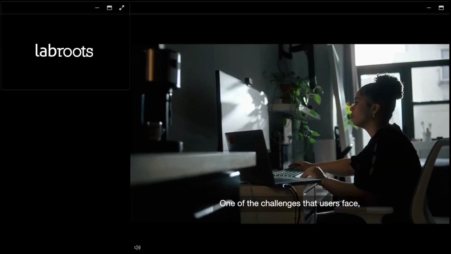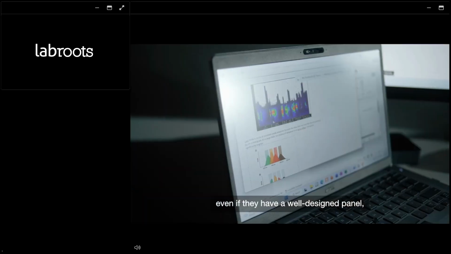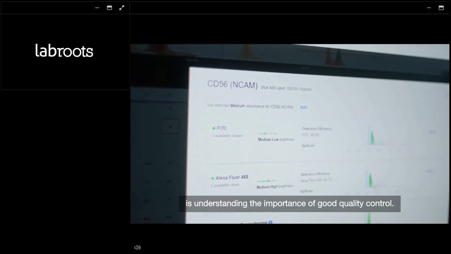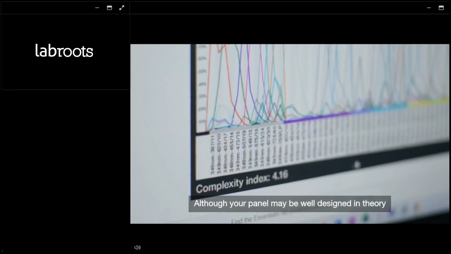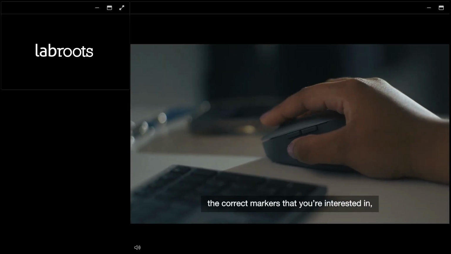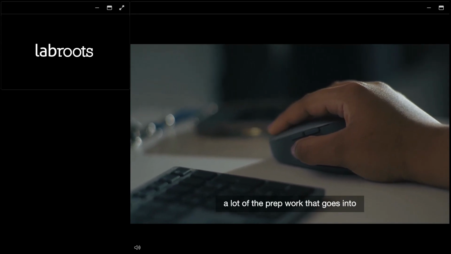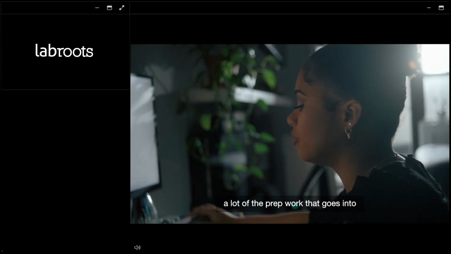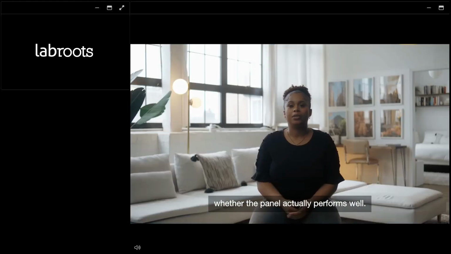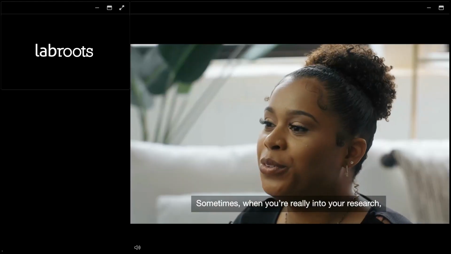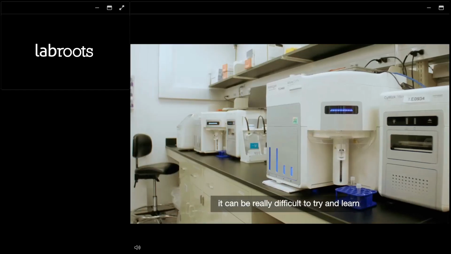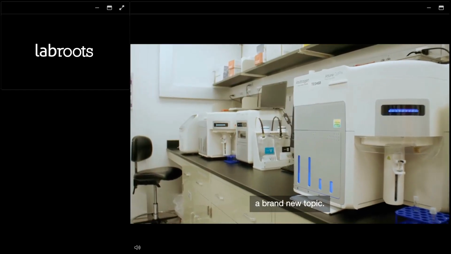One of the challenges that users face, even if they have a well-designed panel, is understanding the importance of good quality controls. Although your panel may be well-designed in theory, with the correct fluorochromes, the correct markers that you're interested in, a lot of the prep work that goes into running your sample will dictate whether the panel actually performs well. Sometimes when you're really into your research, it can be really difficult to try and learn a brand new topic.